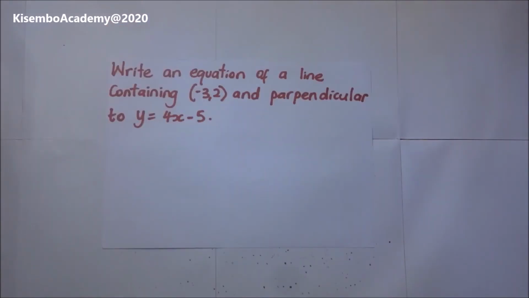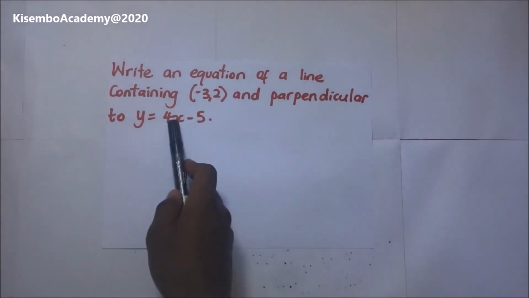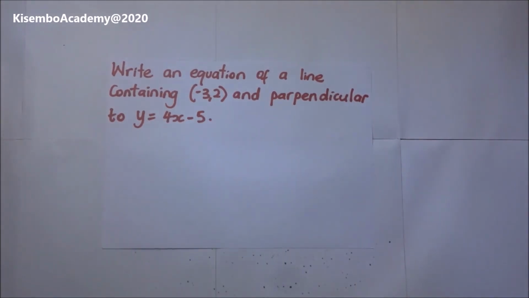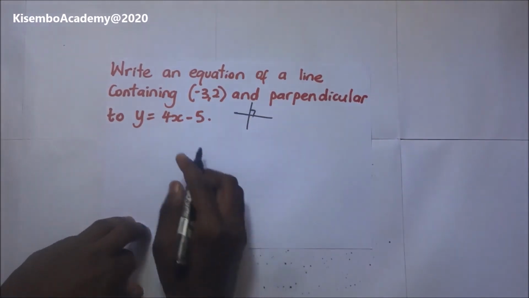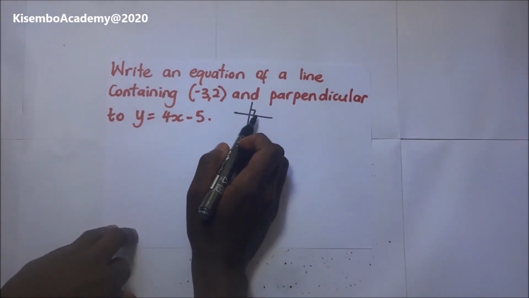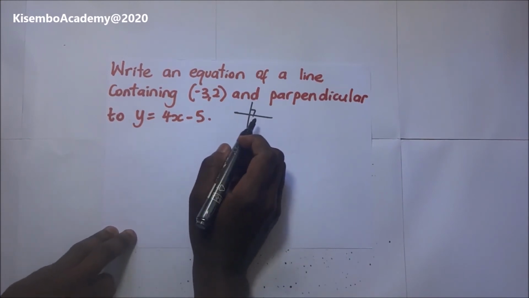So here we are required to write an equation of a line that is containing this point and is perpendicular to y is equal to 4x minus 5. Now, these are lines that are perpendicular to each other. They meet at 90 degrees. What do we know about perpendicular lines? When we multiply their gradients, the answer we get is negative 1.